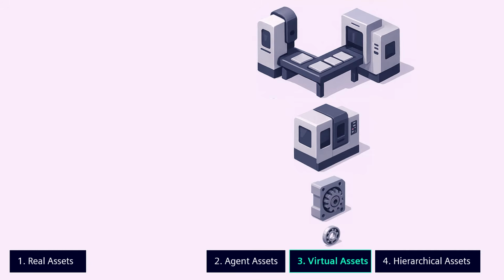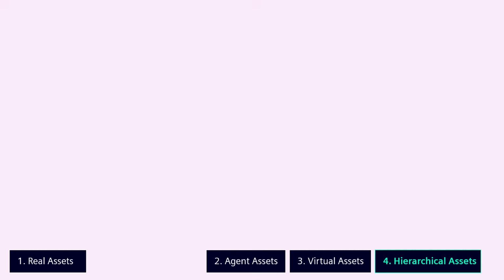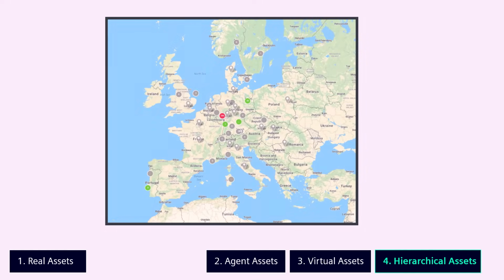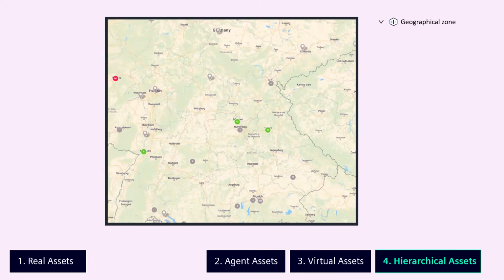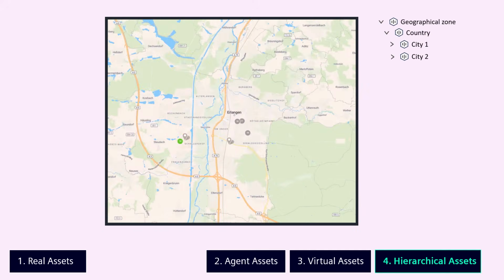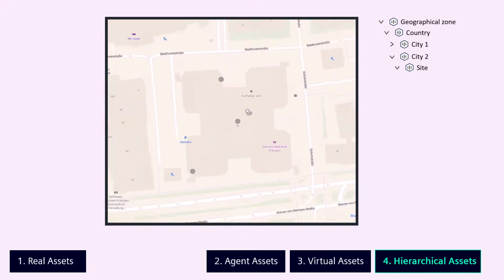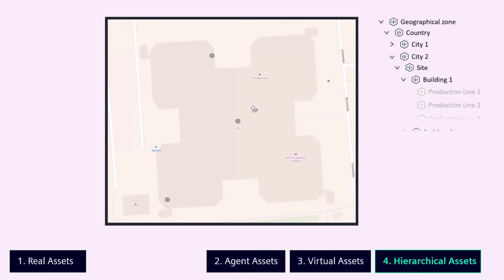To structure and organize all your assets within Insights Hub, dedicated hierarchical assets are available. They provide complete flexibility to establish an underlying hierarchical asset structure. For example, you can easily build a complete structure and relationship starting from a geographical zone, then countries, cities, specific site locations, and all the way down to individual buildings.